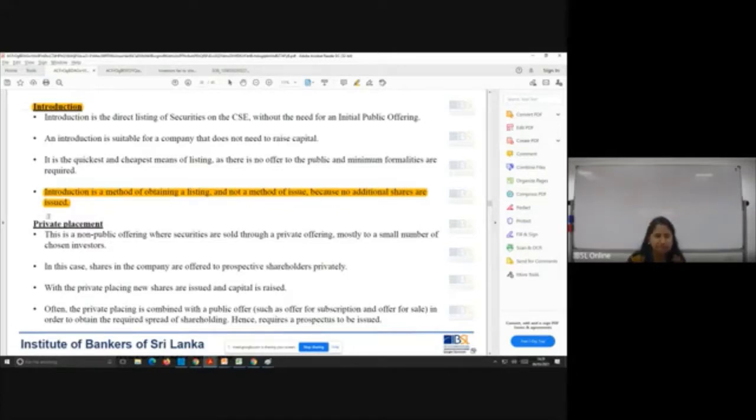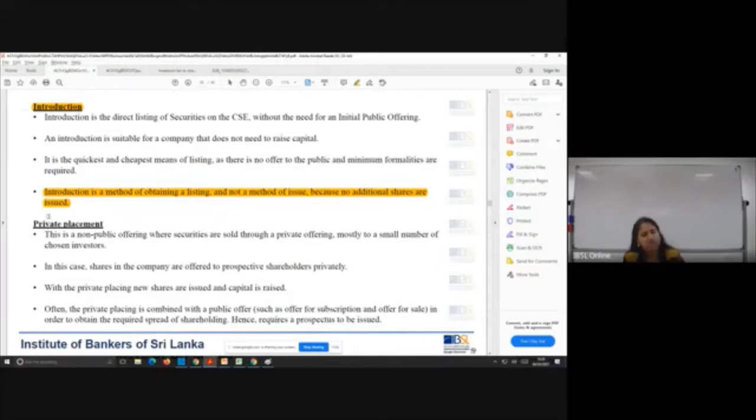Secondly, you have private placement. What is private placement? Again, the name itself tells you what it is. You privately approach certain investors and you sell chunks of your shares to those shareholders or investors. Okay. Now here it is a method of listing and a method of issue. But is that issue a public issue? No. It is a private issue.